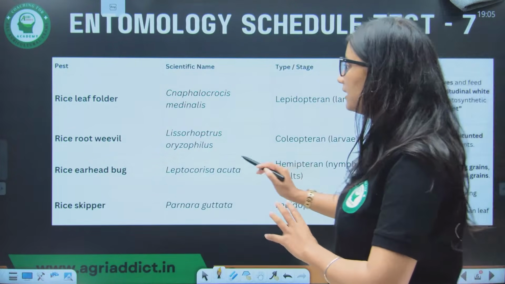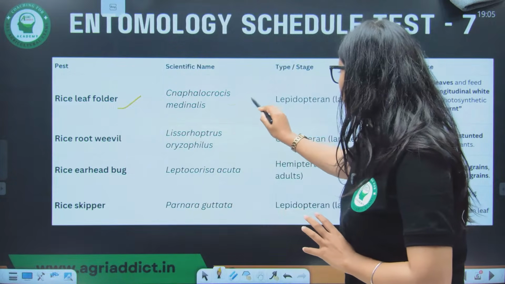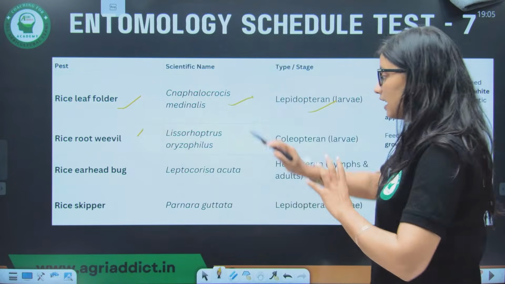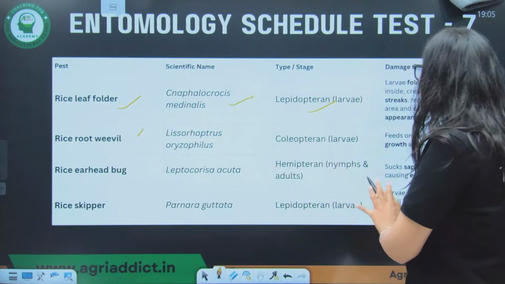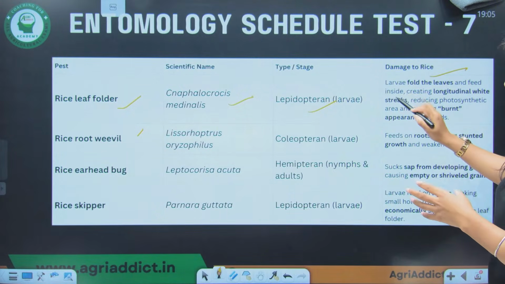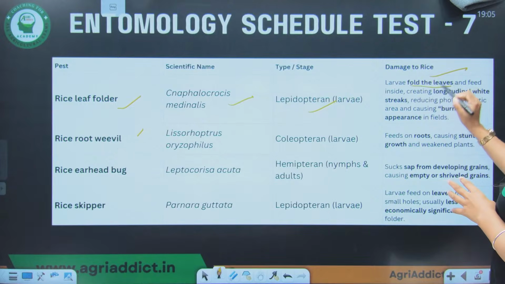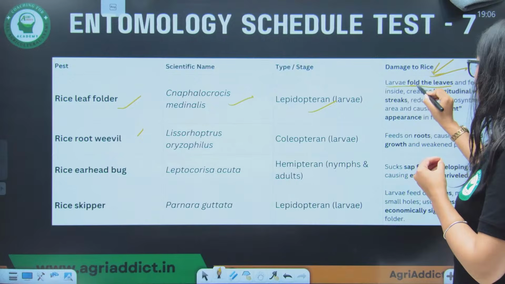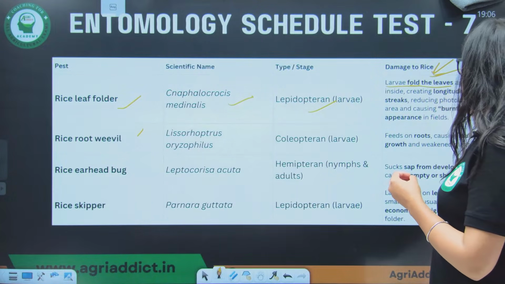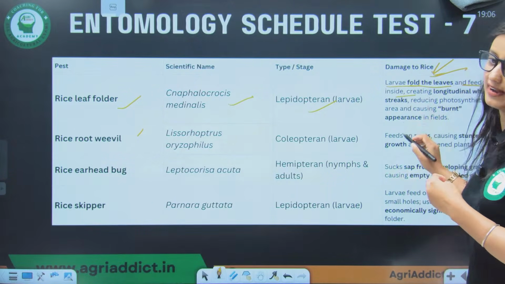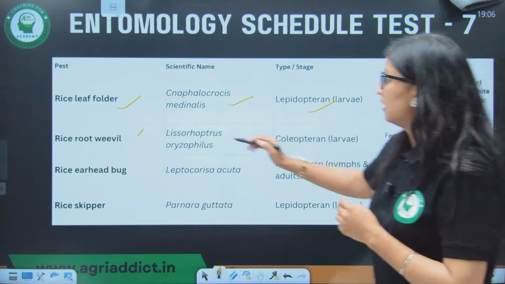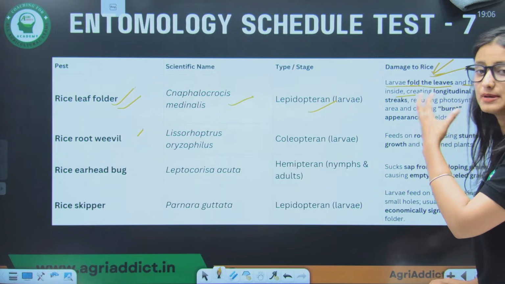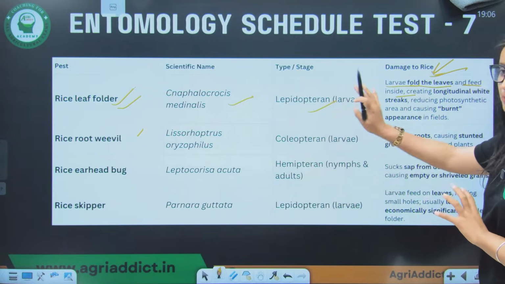So I have written here rice leaf folder, its scientific name, and it belongs to Lepidoptera. Next is rice root weevil. I have given the scientific name along with the family and the damage. Rice leaf folder damages the rice crop by folding its leaf, and after that it feeds inside, creating longitudinal white streaks. You can also go through the rest of the insects, what damage they cause to the rice, their scientific names and their different stages.